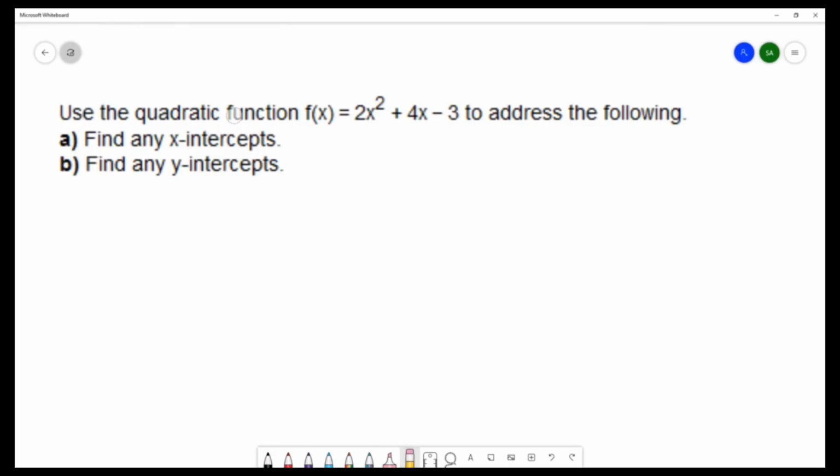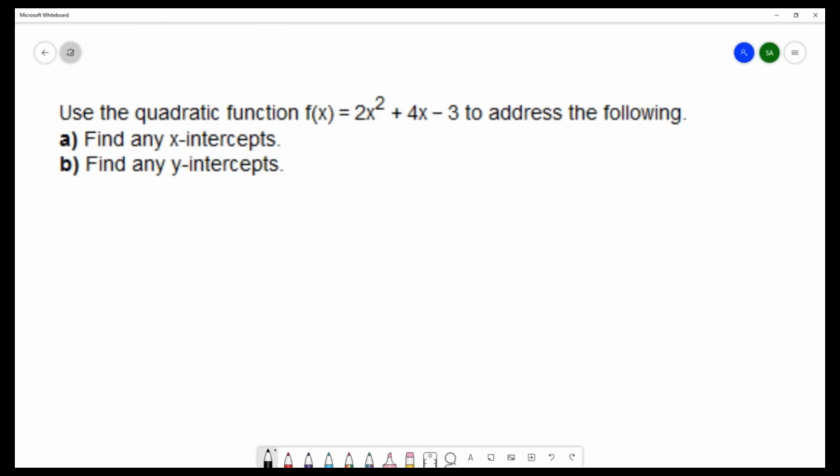Use the quadratic function f of x equals 2x squared plus 4x minus 3 to address the following. Find any x-intercepts, find any y-intercepts. Now I know that it says part A x-intercepts, but y-intercepts are always easier, so I'm going to start with that.